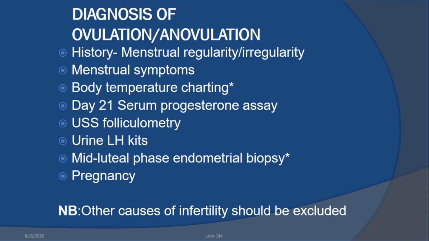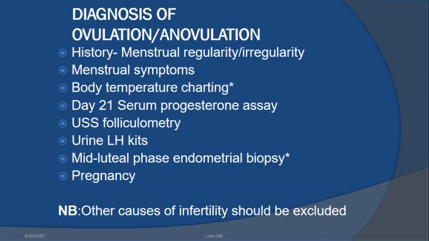The aim of the LH kit is to detect the luteinizing hormone surge. So luteinizing hormone becomes so high that it spills into the urine, and you can test it and know that this person is about to ovulate. The beauty of the LH kit is that it gives you a time of about 36 hours so that the woman can have time to travel to meet the husband if they are living apart before the proper ovulation takes place. The mid-luteal phase endometrial biopsy is now no longer recommended.